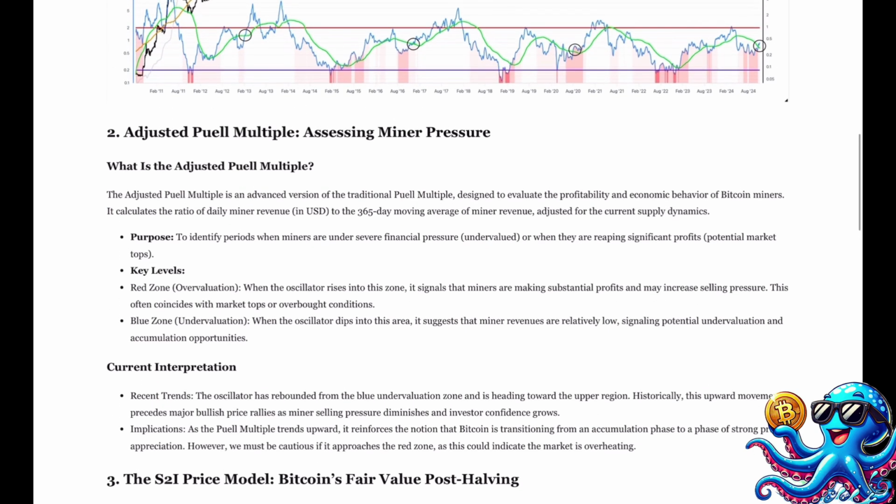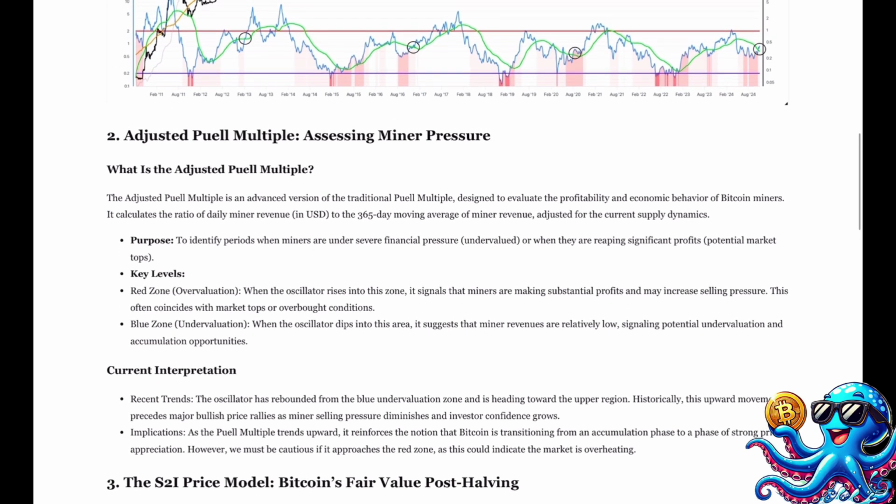Purpose: to identify periods when miners are under severe financial pressure, undervalued, or when they are reaping significant profits, potential market tops. Key levels. Red zone, overvaluation. When the oscillator rises into this zone, it signals that miners are making substantial profits and may increase selling pressure. This often coincides with market tops or overbought conditions.